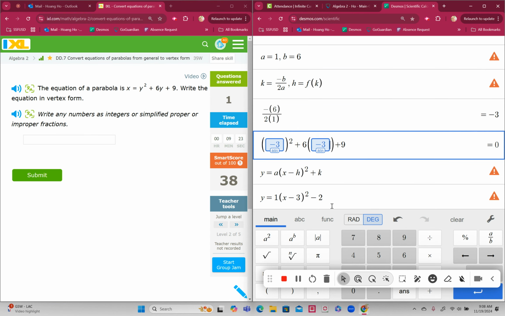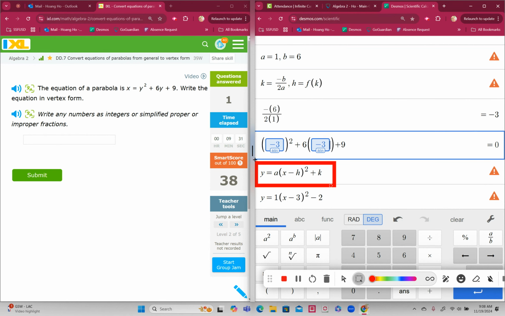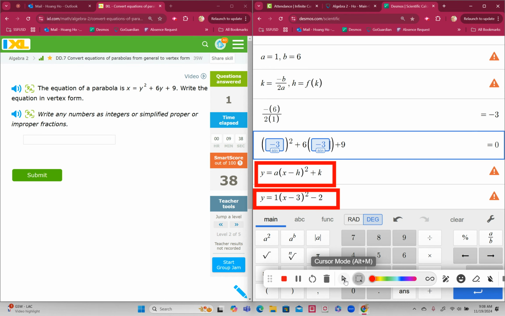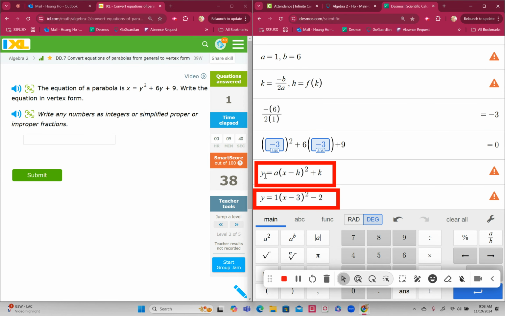Okay, but one more thing over here, because this is a horizontal parabola, the form will be different. So let's go and change it. Okay, so here we go. This starts with x. Okay, this is y subtract k. All right, and plus h outside.